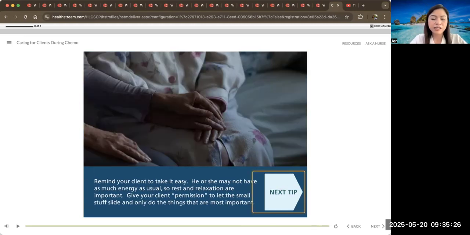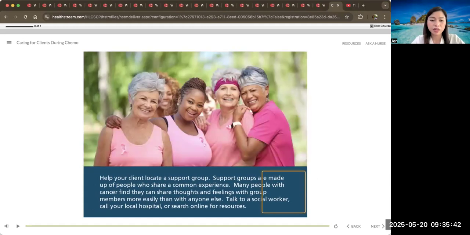Remind your client to take it easy. He or she may not have as much energy as usual. So rest and relaxation are important. Give your client permission to let the small stuff slide and only do the things that are most important.